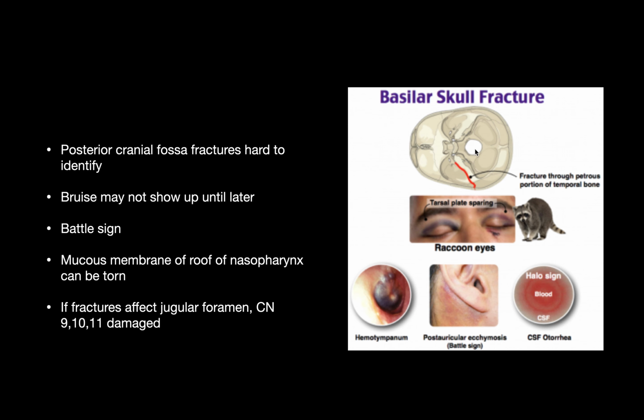So basilar skull fractures are hard to identify because the bruise may not show up until later. It's characterized by these symptoms. So you get the raccoon eyes, the hemotympanum. Battle sign is the big ecchymosis behind the ear. And then there's going to be some CSF otorrhea, so CSF leaking out of the ear. The mucous membrane of the roof of the nasopharynx can be torn, and if any of the fractures affect the jugular foramen, cranial nerves 9, 10, and 11 can be damaged.